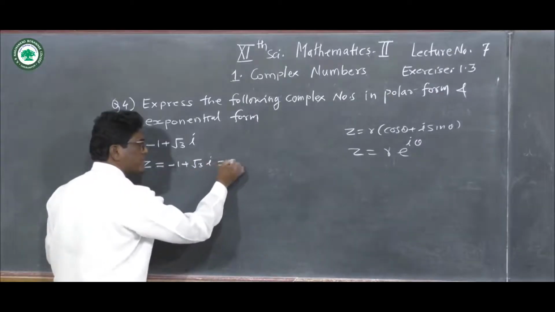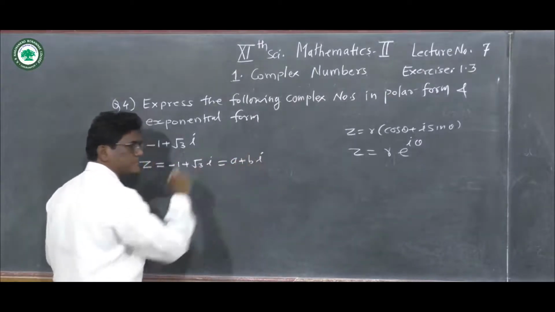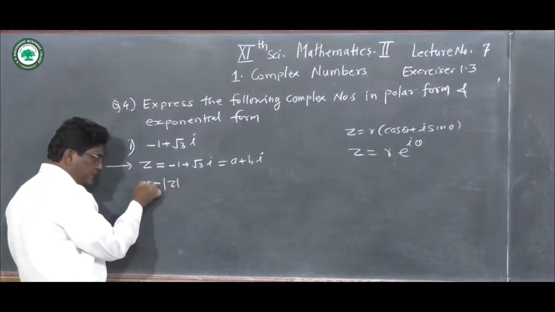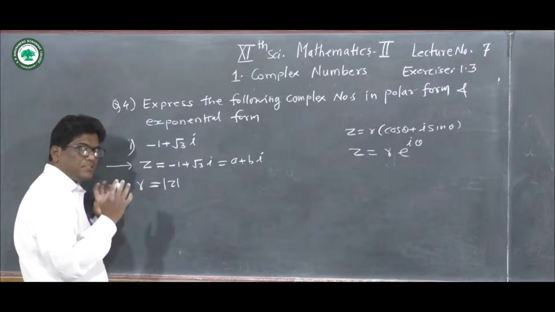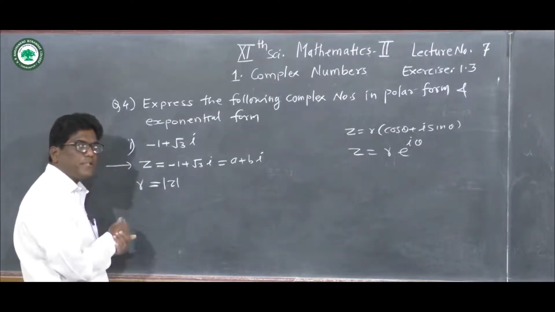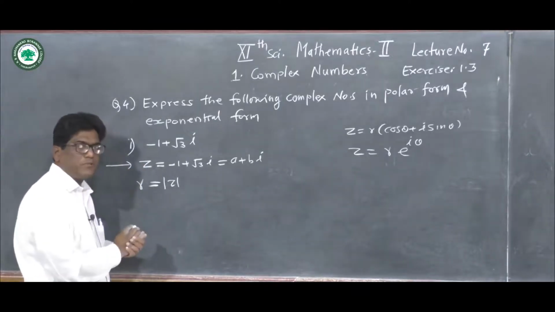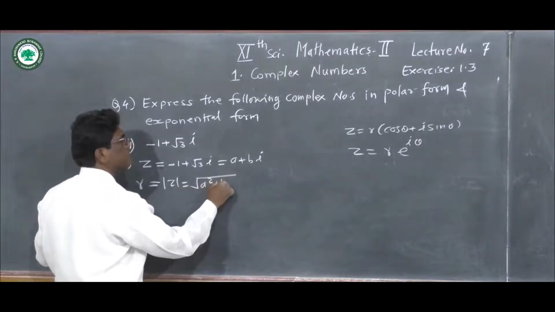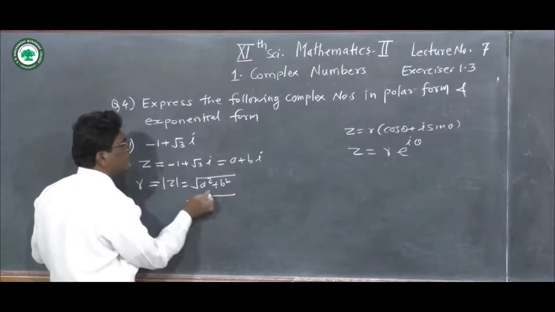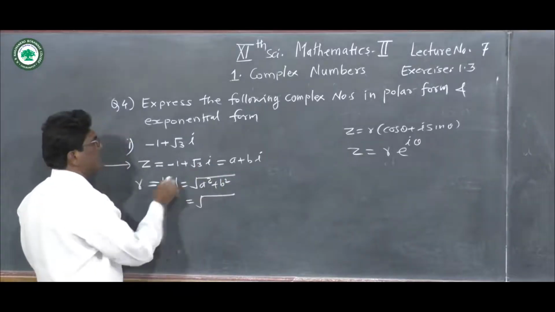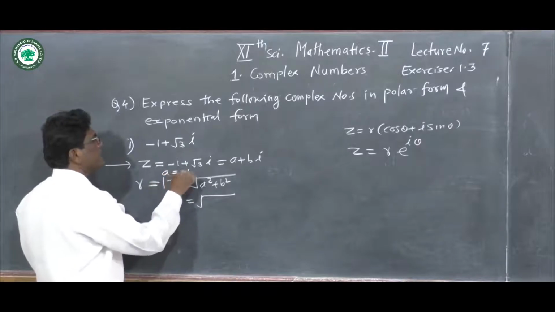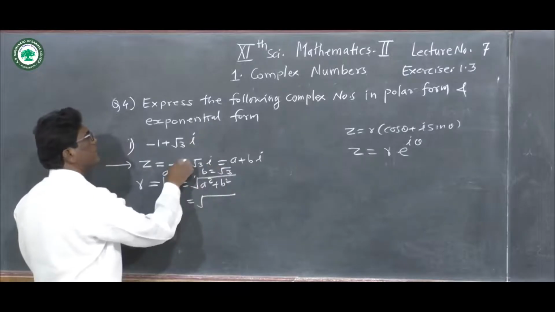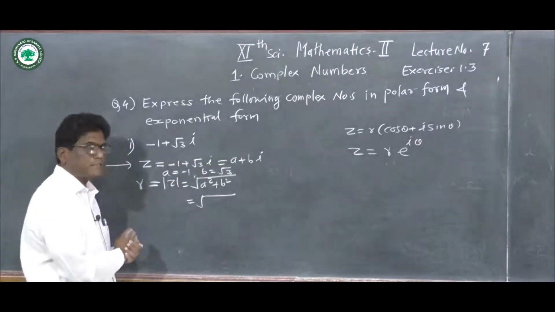So we compare this to a plus bi. So we find mod of z. Mod of z is nothing but r. R is the distance of the point P from the origin, length of OP. That is also denoted by mod of z, modulus. So it is equal to under root of a square plus b square. So it is equal to under root of, put the value of a. Here a is equal to minus 1 and b is equal to root 3. A is the real part and b is the imaginary part.